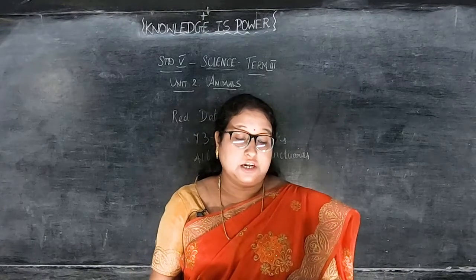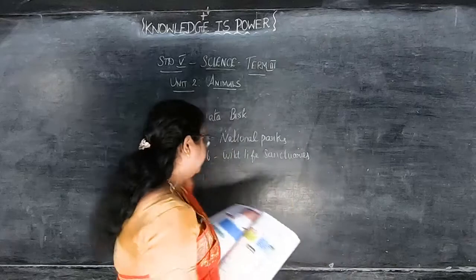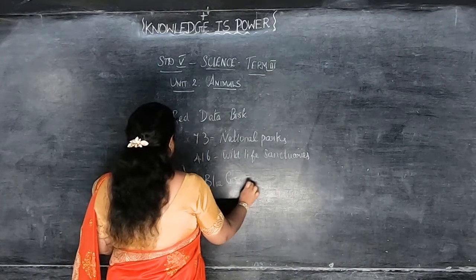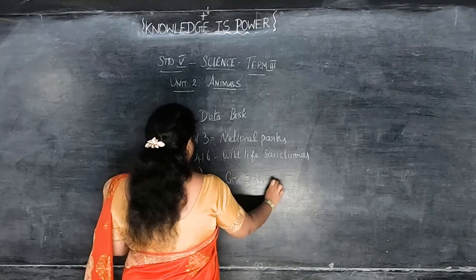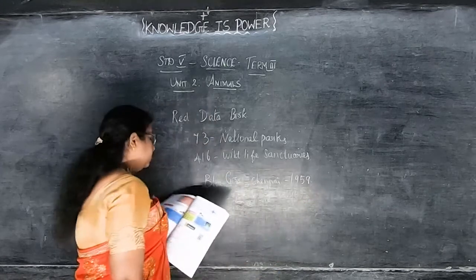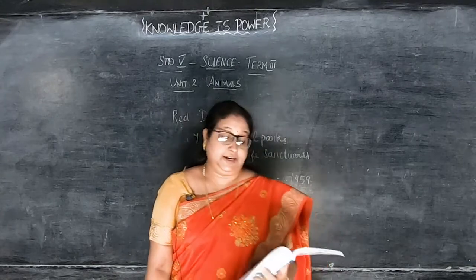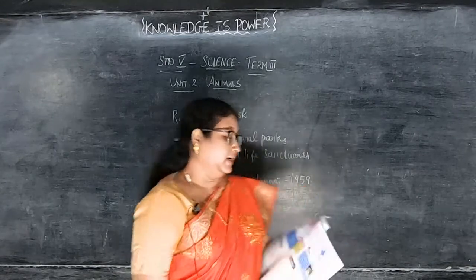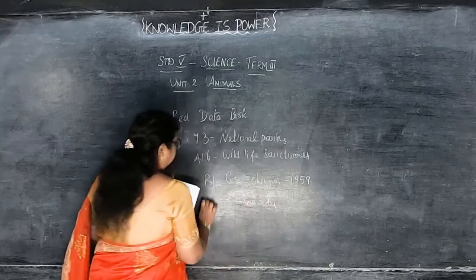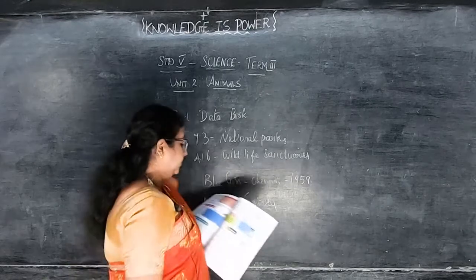Now Blue Cross of India was established at Chennai, in the year 1959. Blue Cross of India is one of the largest animal welfare organizations in India. The main office is located at Guindy in Chennai. Main office is located where, children? Located at Guindy in Chennai.